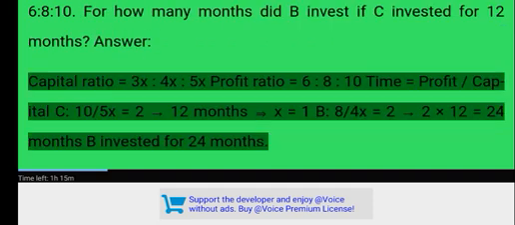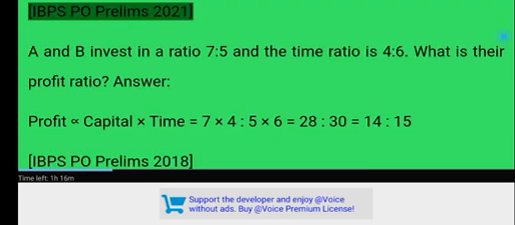Capital ratio equals 3x, 4x, 5x. Profit ratio equals 6, 8, 10. Profit equals capital times time. For C: 10 equals 5x times 12, so x equals 1/6. For B: 8 equals 4x times time, so time equals 2 times 12 equals 24 months. B invested for 24 months.